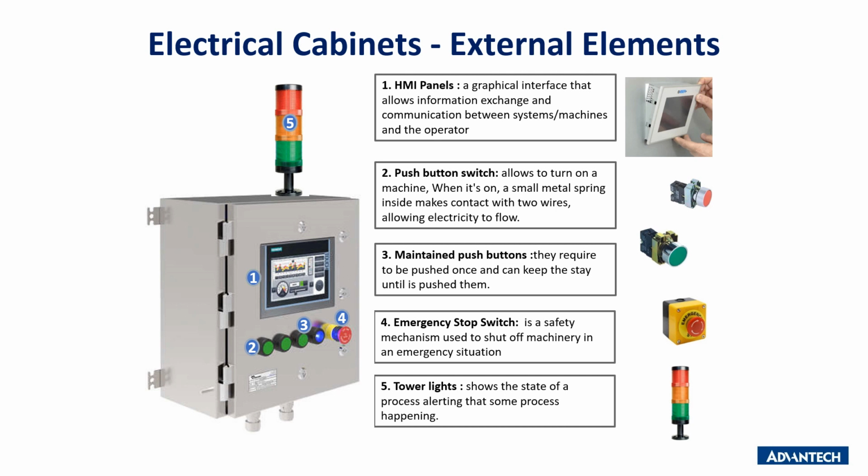3. Maintained push buttons. They require to be pushed once and can stay until they are pushed again. 4. Emergency stop switch is a safety mechanism used to shut off machinery in an emergency situation. 5. Tower lights show the state of a process, alerting that some process is happening.